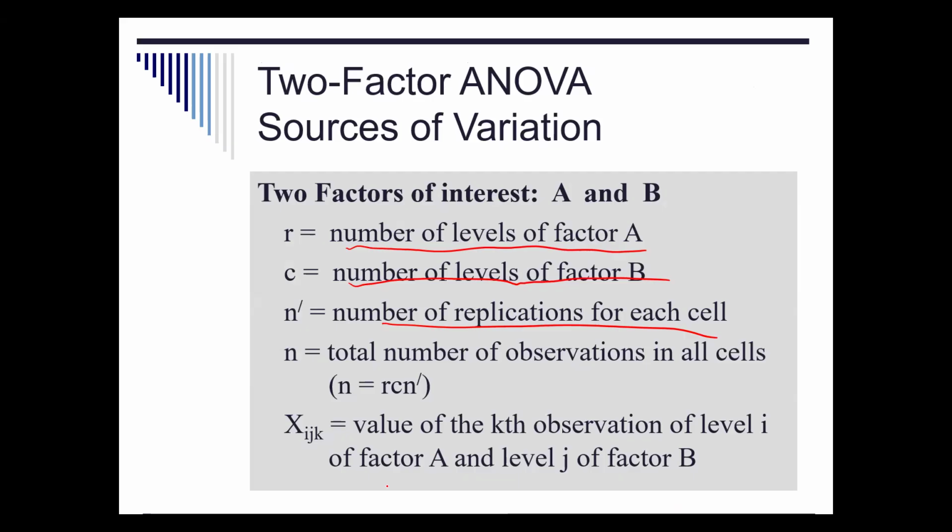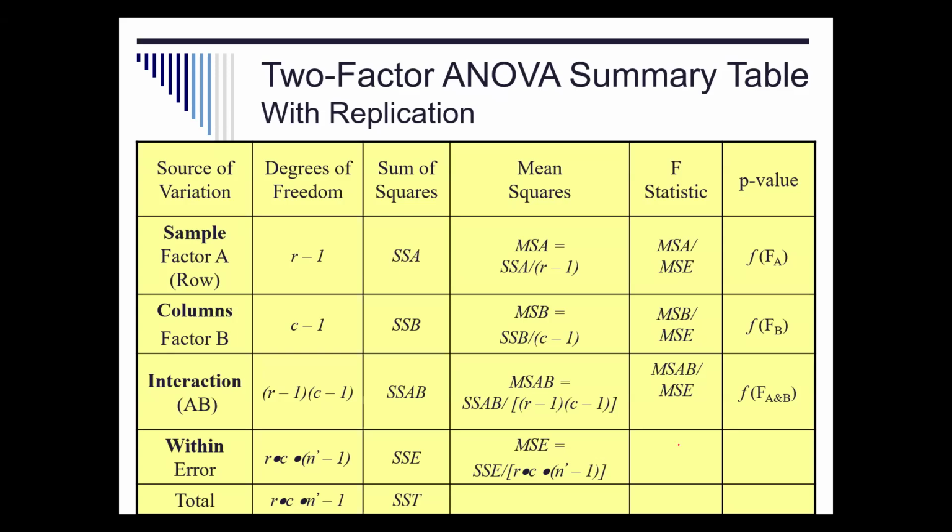Nijk is the value of the kth observation in level I of factor A and level J of factor B. So I and J come from 2 different factors. And here we get the 2-factor ANOVA summary table. This one is with replications. It could be without replication, meaning each observation is unique, but that's a very rare case. Usually it's with replications, which makes more sense.